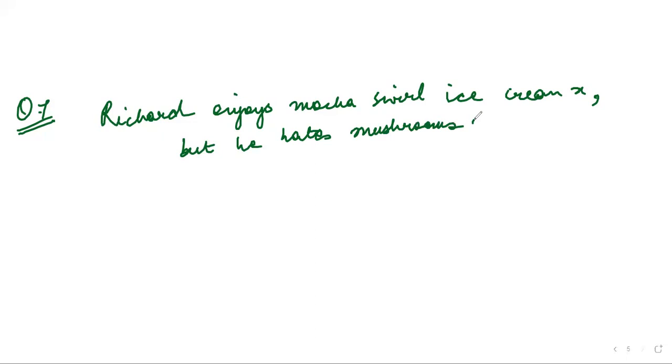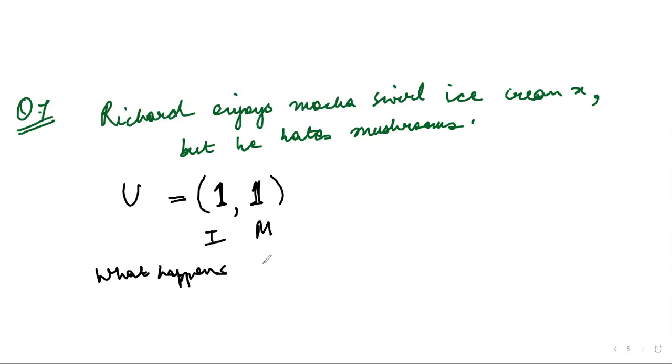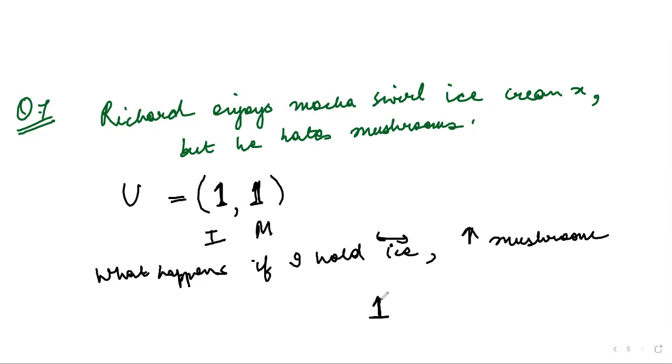Now, let's first think in terms of utility. Then I will think in terms of the diagram also. In terms of utility, suppose I give Richard one ice cream and one mushroom. Just keep thinking, okay? And suppose Richard gets a certain level of utility from it. Now I ask you, what happens if I hold ice cream constant, but I increase mushrooms? Suppose I give you another bundle where I still give Richard one ice cream, but I give Richard two mushrooms. Then what happens to the utility?